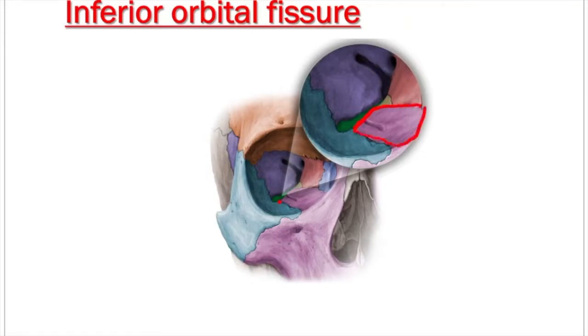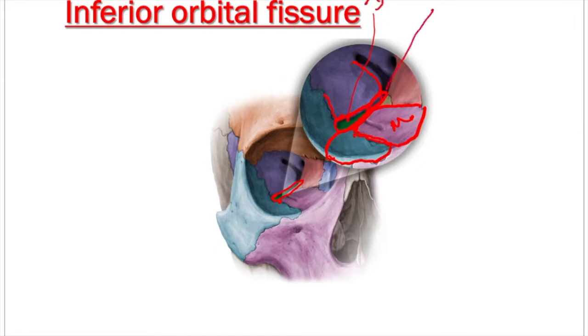What are the passages? One passage, as we told you already, is the inferior orbital fissure. The reason is that this is the orbital plate of the maxilla, and here is the orbital plate of the zygomatic bone. After the maxilla, where the greater wing of the sphenoid is present, the sphenoid is a bone which doesn't have good terms with the maxilla, so there is a gap. This gap is called the inferior orbital fissure, which you are watching here.